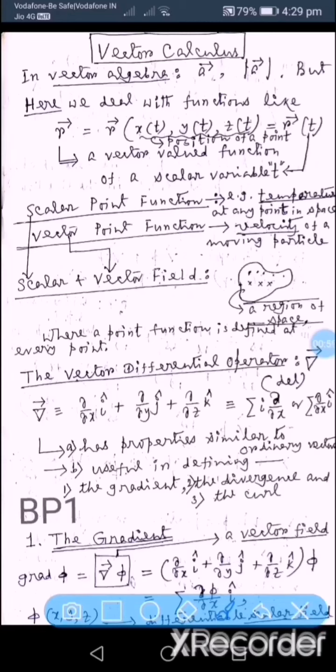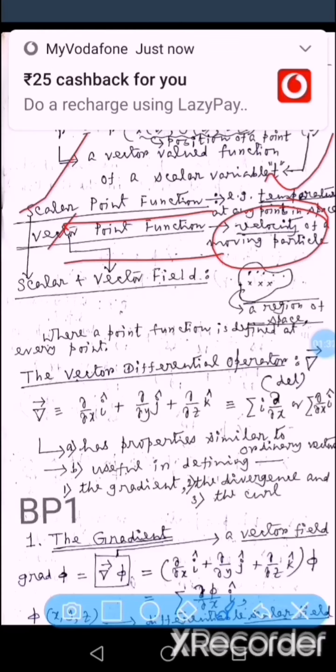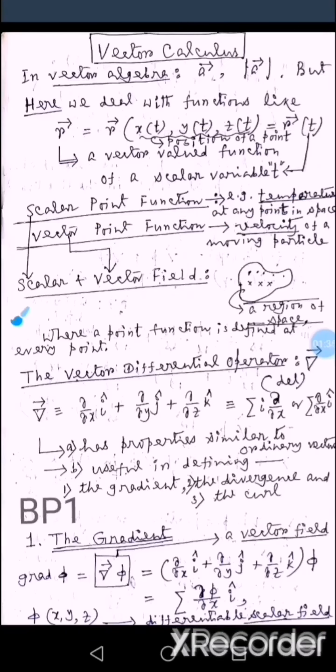Next, scalar point function and vector point function. A physical quantity that is a function of the position of a point in space is called a scalar point function or a vector point function according as the quantity is a scalar or a vector. For example, temperature at any point in space is an example of a scalar point function, and velocity of a moving particle is an example of a vector point function.